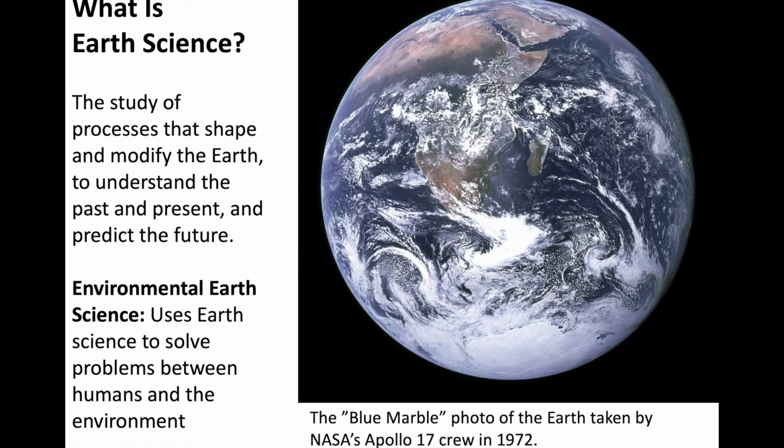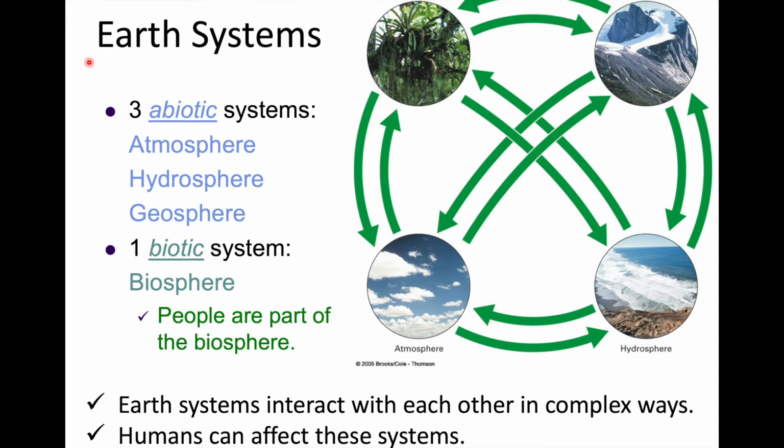The Earth is comprised of 4 interconnected systems. There are 3 abiotic systems and 1 biotic system. The atmosphere is the thin gaseous layer surrounding the Earth held by gravity. Earth's water supply exists in the atmosphere, on the surface, and underground. Collectively, these areas form the hydrosphere. The geosphere is the solid portion of the Earth, composed of rocks and minerals. The biotic system, the biosphere, includes all living organisms on land, in water, in the subsurface, and in the air. Humans are part of the biosphere.